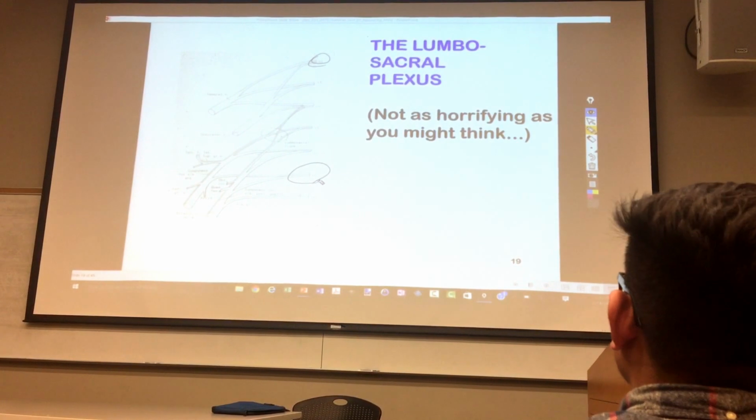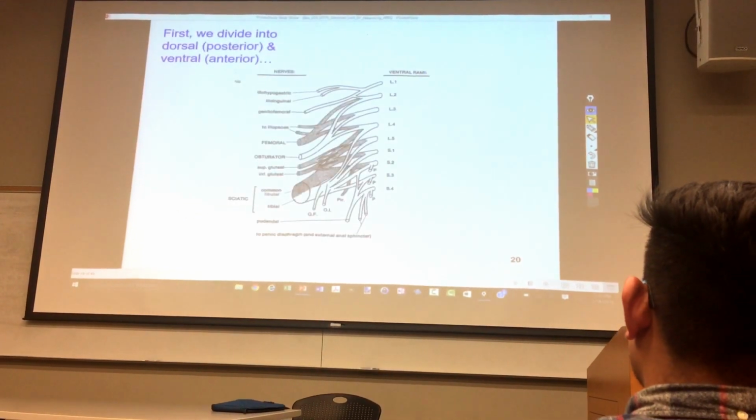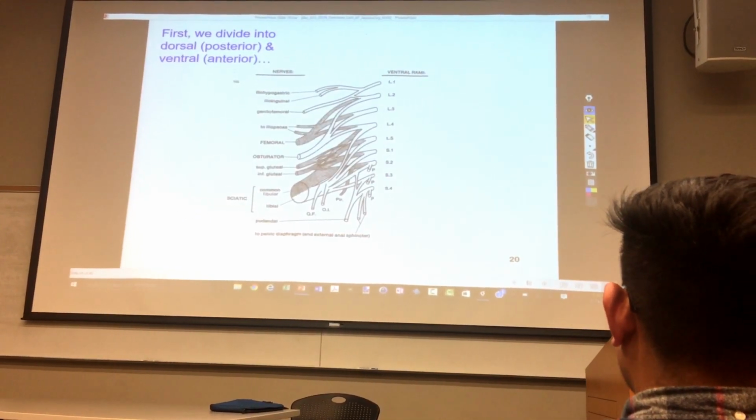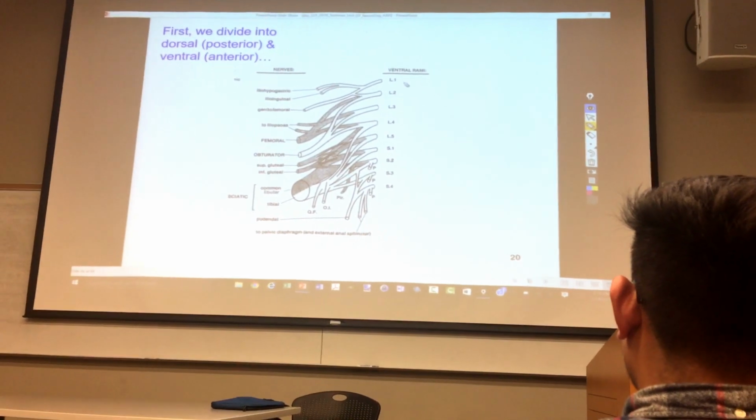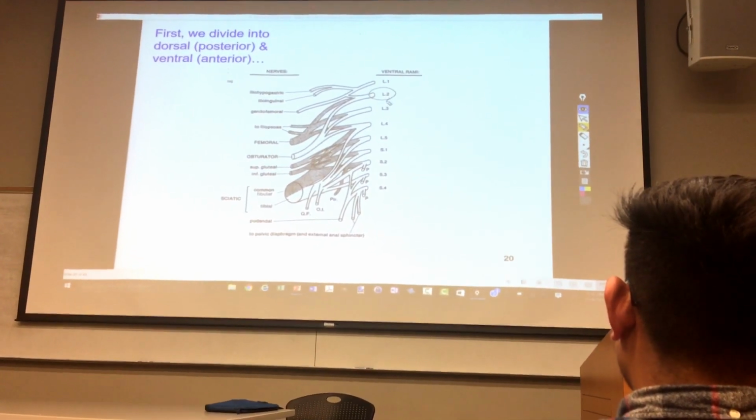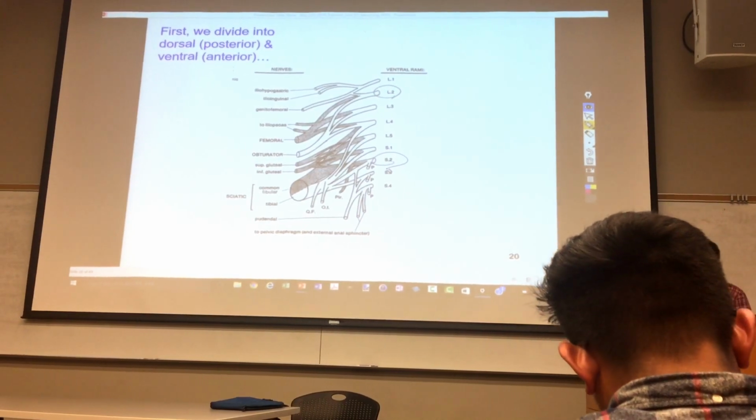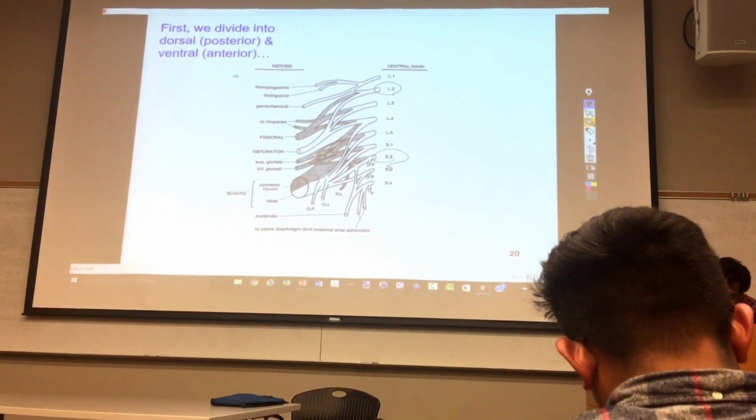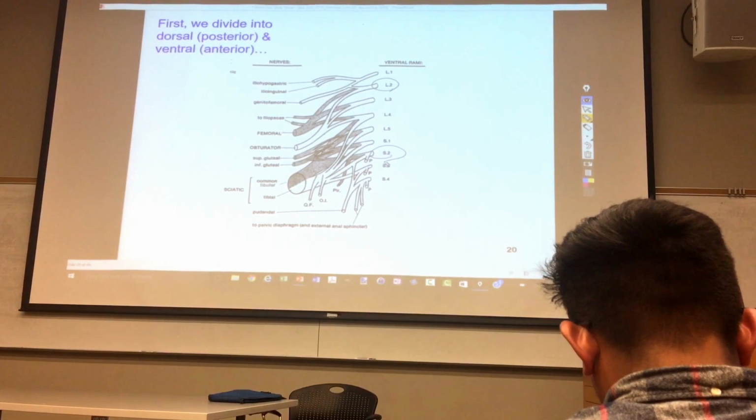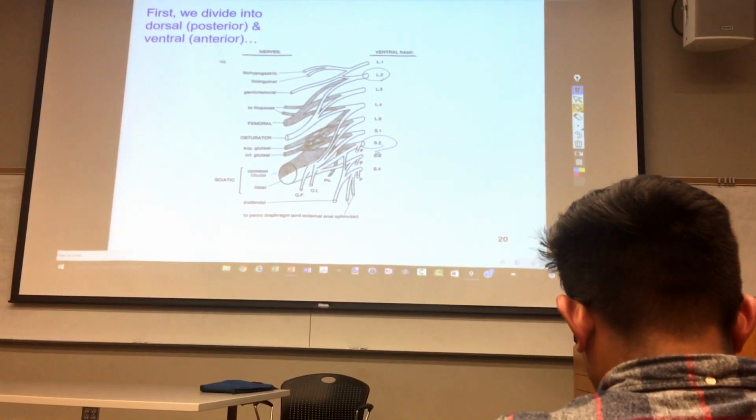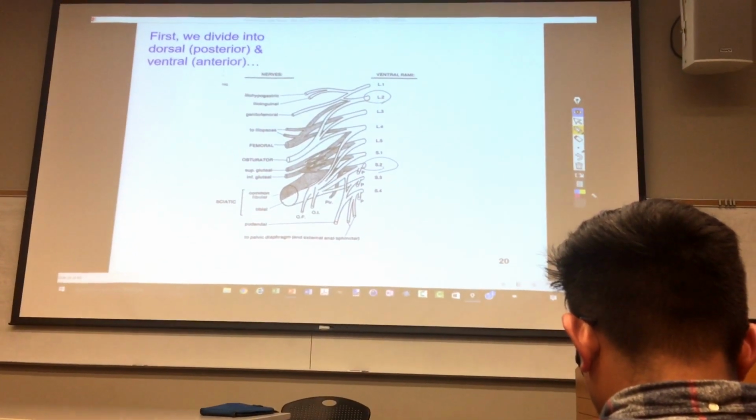Now, what we're going to do with our lumbosacral plexus is divide it up. So we start with, again, L2 all the way down to S2. That's where we're focusing our attention. And we're going to divide it into dorsal and ventral, or if you want to think of it as posterior and anterior, that's totally fine.